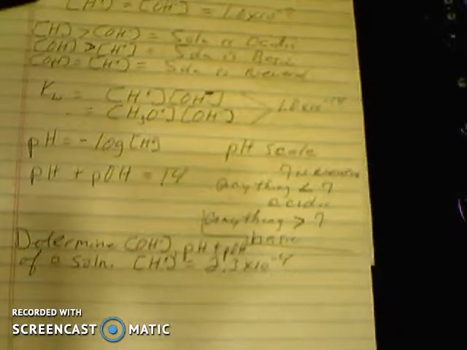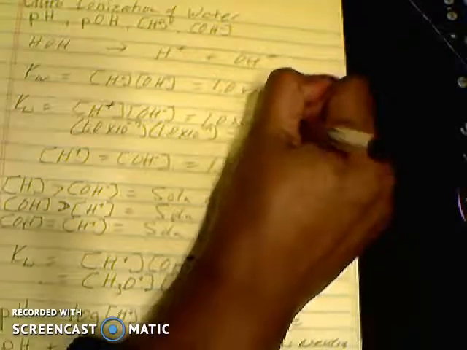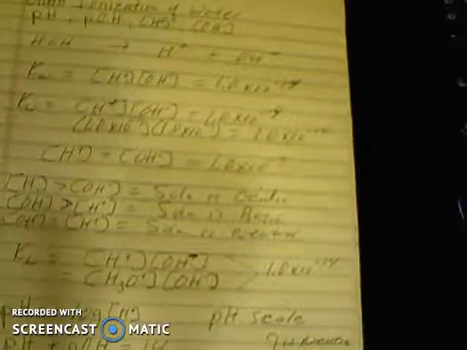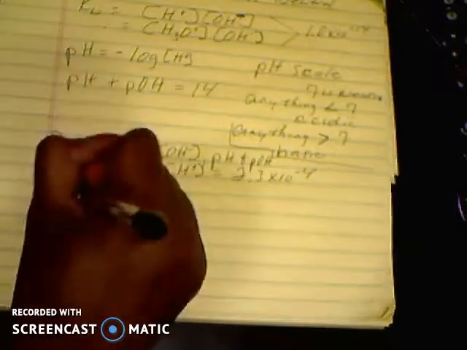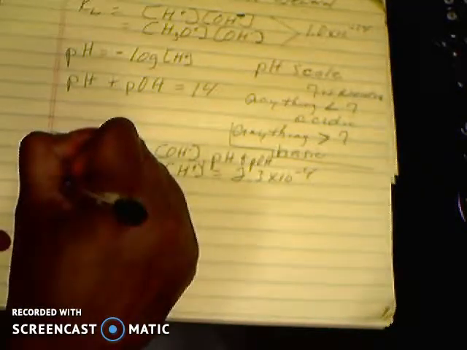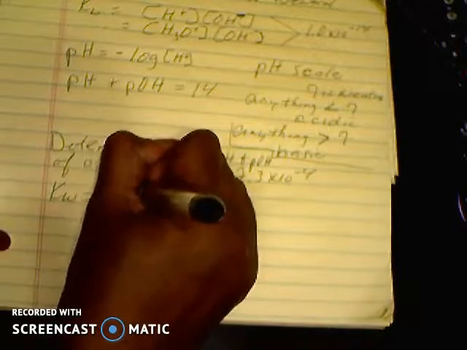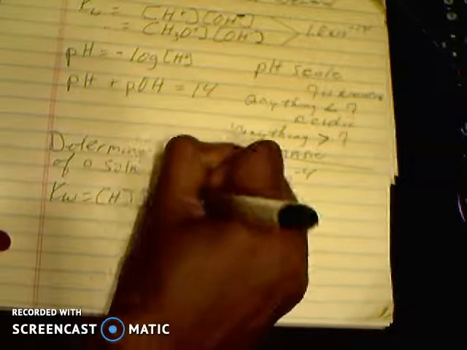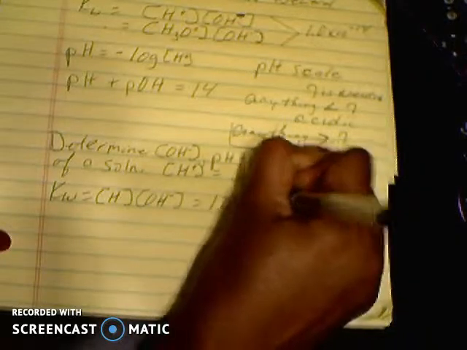Remember up here when I told you that Kw, the hydrogen ion concentration times the hydroxide ion concentration, is equal to 1.0 times 10 to the negative 14? Well, we're going to use that in order to find the hydroxide ion concentration. So now, remember, Kw is equal to the hydrogen ion concentration times the hydroxide ion concentration, and that's 1.0 times 10 to the negative 14.